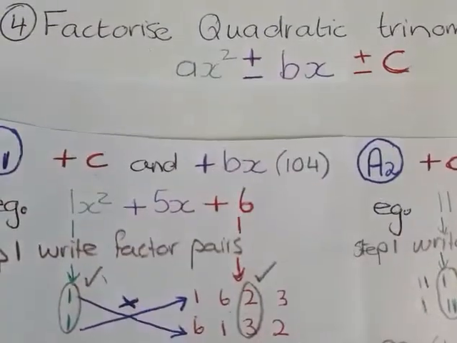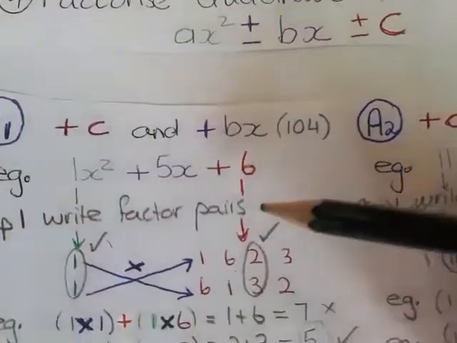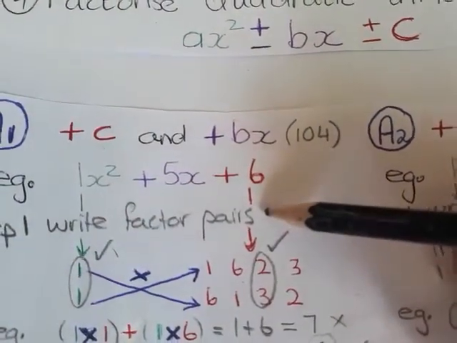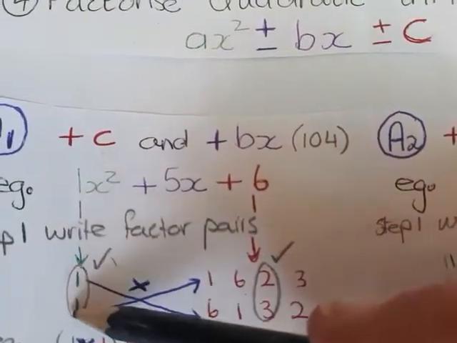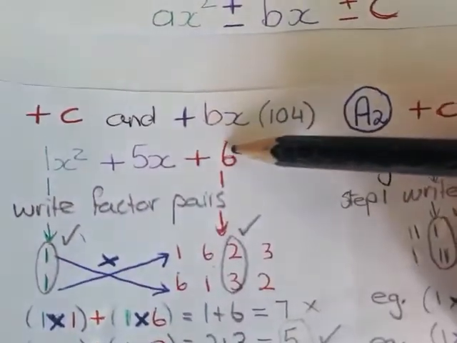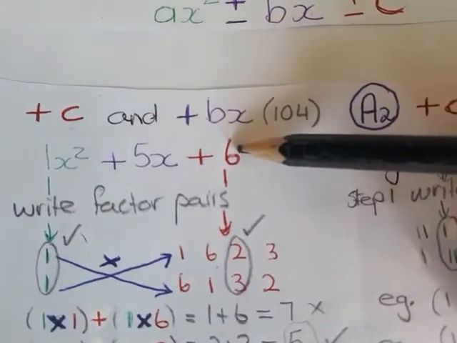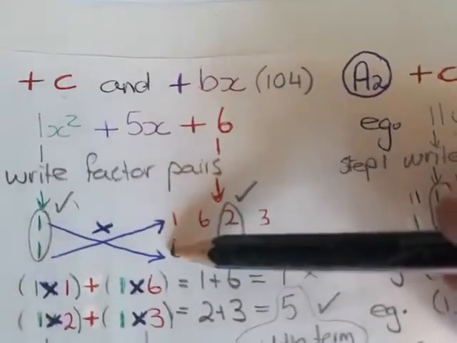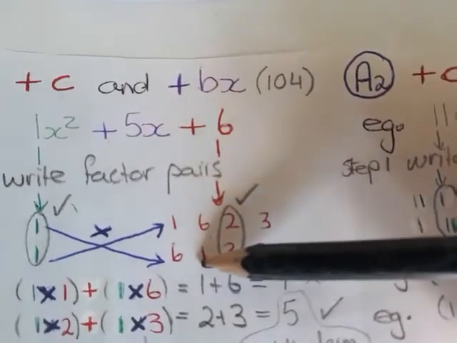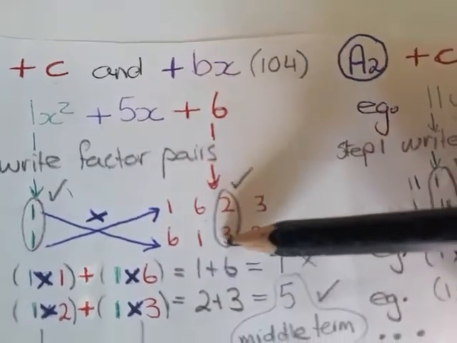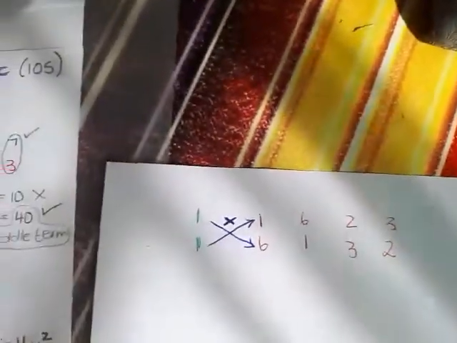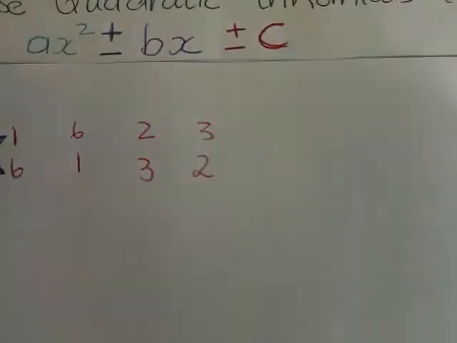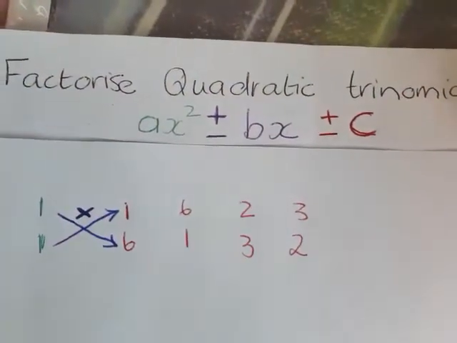Okay, for factorization, first step is you must write all factor pairs for your first term. So in this case, it's only 1 and 1. And you must write all factor pairs for your second term. So 6 can be 1 times 6, or it can be 6 times 1, or it can be 2 times 3, or it can be 3 times 2. Okay, and I have written it down here.